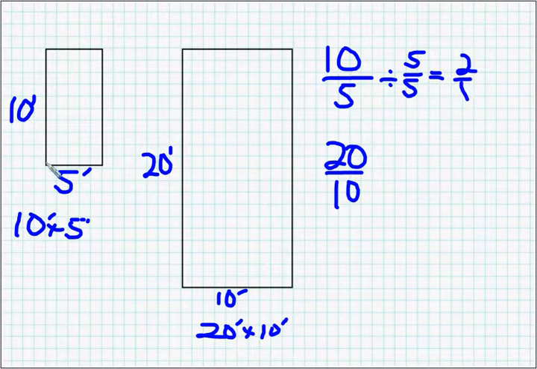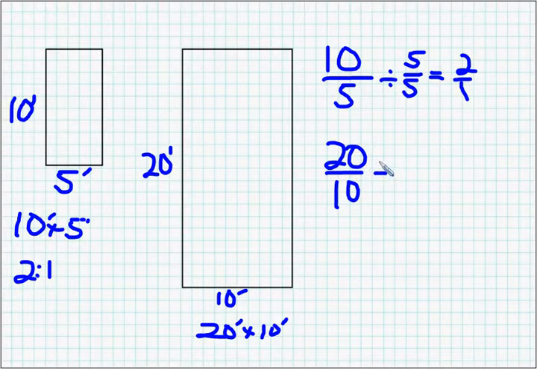So this rectangle has a 2 to 1 ratio, 2 to 1 ratio in terms of its length and width. So for every 2 feet long this rectangle is, it's 1 foot in width. Let's see if this one has the same proportion.